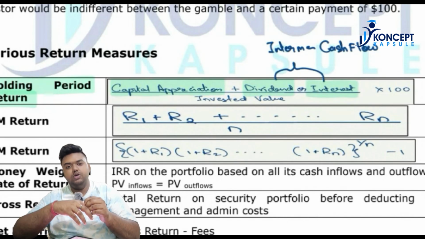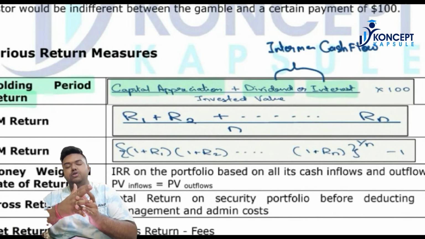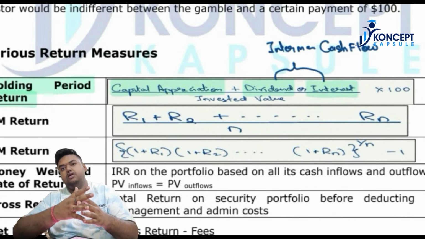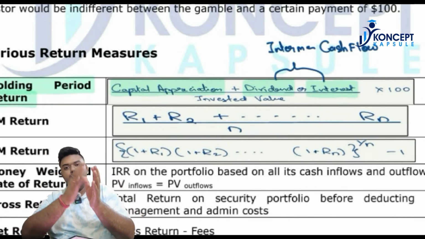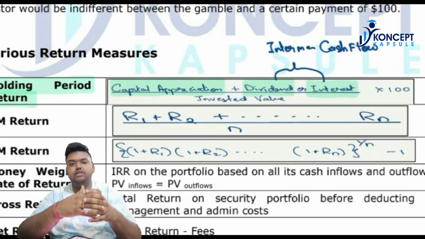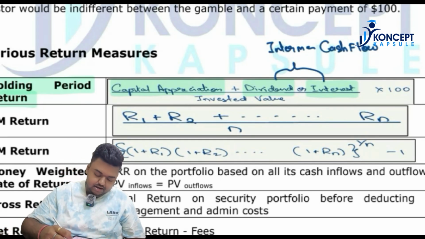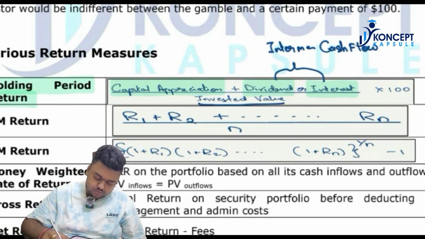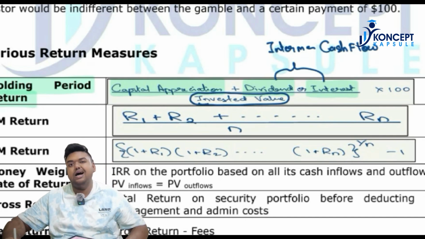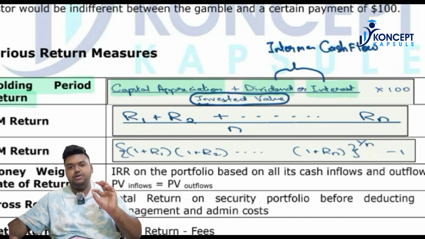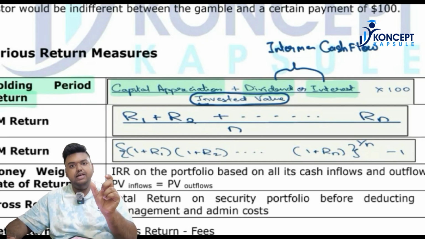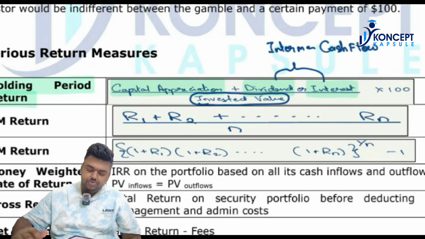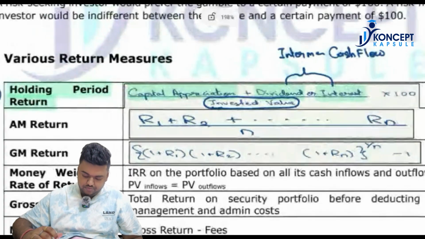So over a 2 year period, when you have to compute the holding period return, you add capital appreciation, that is the value of the asset going up, with any intermediate cash flow, divided by the invested value. Basically, in our example, $100 became $150. So this 50 is the capital appreciation, and this 100 is the invested value, plus the intermediate cash flows.